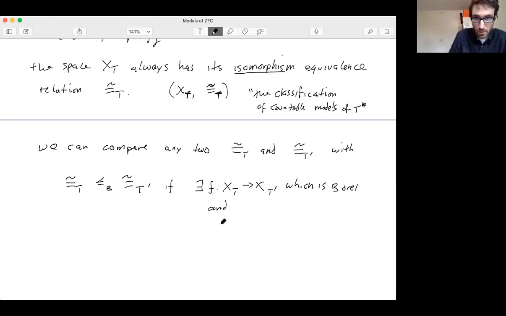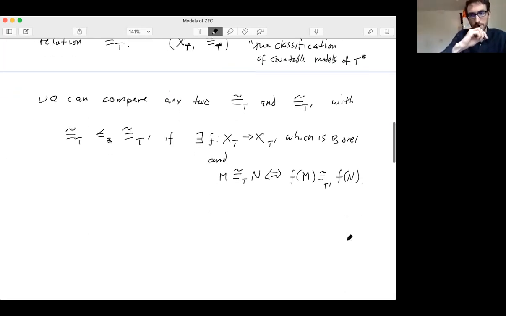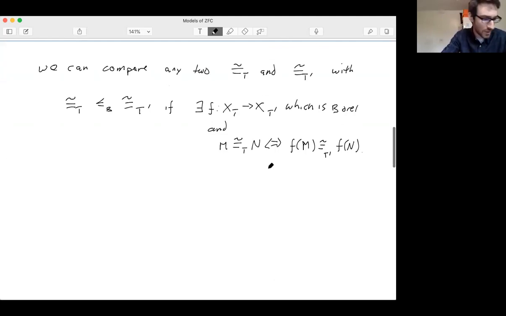So M is isomorphic to N, as models of T, if and only if f of M is isomorphic, as models of T prime, to f of N. Okay. So this classifying function sends isomorphic models to isomorphic models, and conversely, any two isomorphic things that it spits out came from isomorphic things.